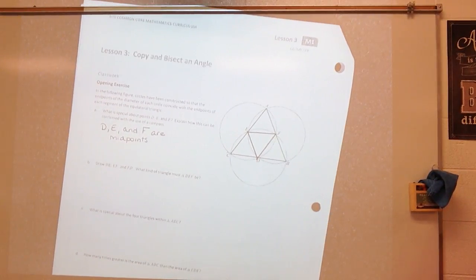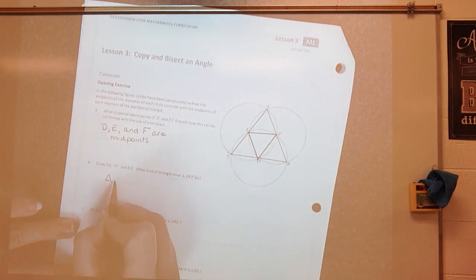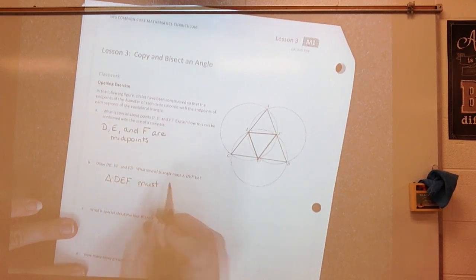When I do that, what kind of triangle must triangle DEF be? Well, based on what we know, then it must be an equilateral triangle. So triangle DEF must be an equilateral triangle.